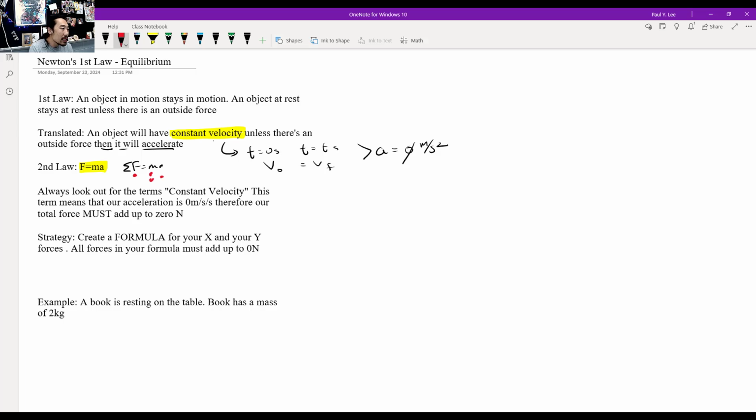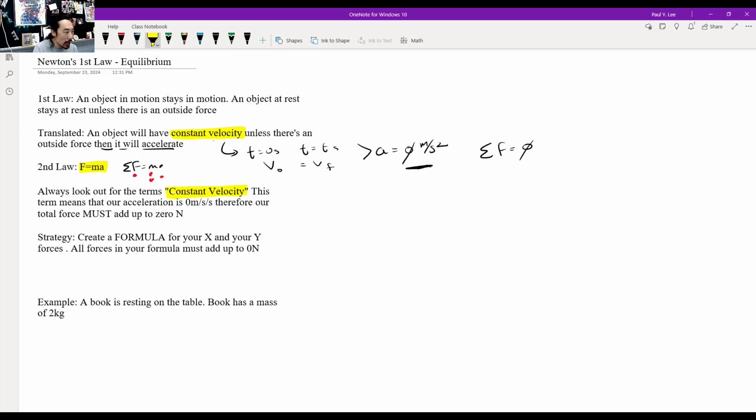Okay? But the whole idea for us with this equilibrium is that our acceleration is 0, therefore our net force is equal to 0. All right, always be looking out for the terms constant velocity. Now, when we first do our practice, all of our problems will be constant velocity situations, so you don't really have to keep an eye out for it. But in the future, when I throw different kinds of problems at you, if you see the terms constant velocity, this is so very important because that lets you know we are in an equilibrium scenario.